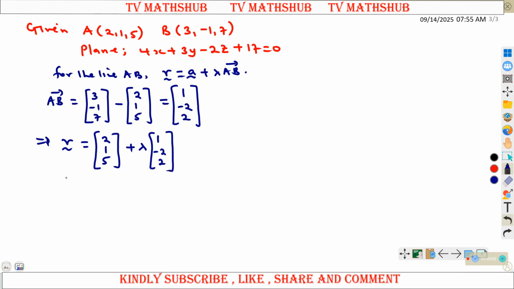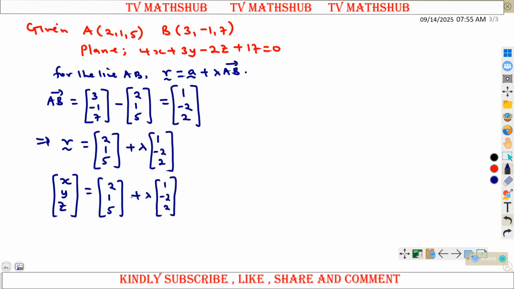So r is a general point on the line, which is (x, y, z). And this will imply that this is equal to (2, 1, 5) plus lambda (1, -2, 2). So that is basically what we are having. From here, we can manipulate this further to have (x, y, z) equal to (2 plus lambda, 1 minus 2 lambda, 5 plus 2 lambda). So that is basically what we shall have.